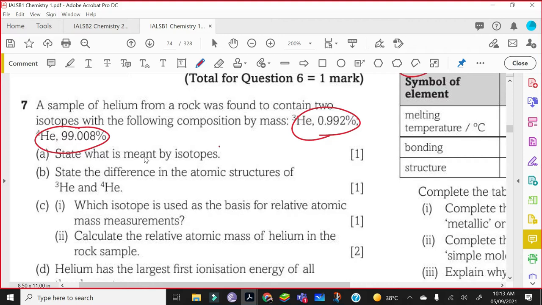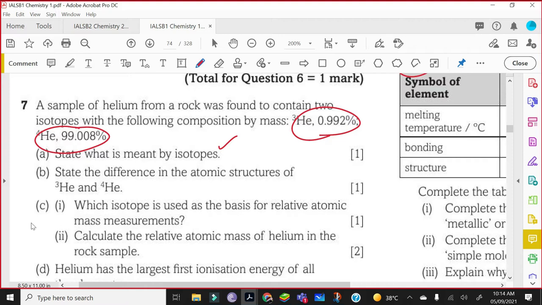What are isotopes? Can anyone tell me what are isotopes? Atoms with the same number of protons but different number of neutrons. These are the atoms of the same element which are having the same number of protons but different number of neutrons, or they have the same atomic number but different mass number.